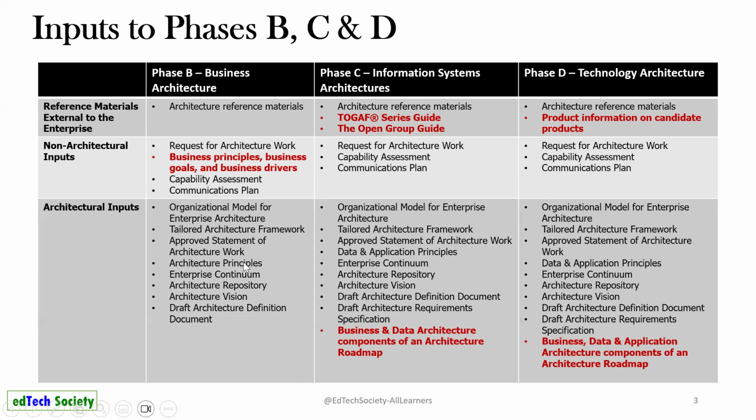And from an architectural input perspective, the delta part is the business, data and application architecture components of an architecture roadmap. So basically, whatever outputs we're getting from Phase B business architecture and Phase C information system and application architecture, all those are leveraged as input components for creating the technology architecture.